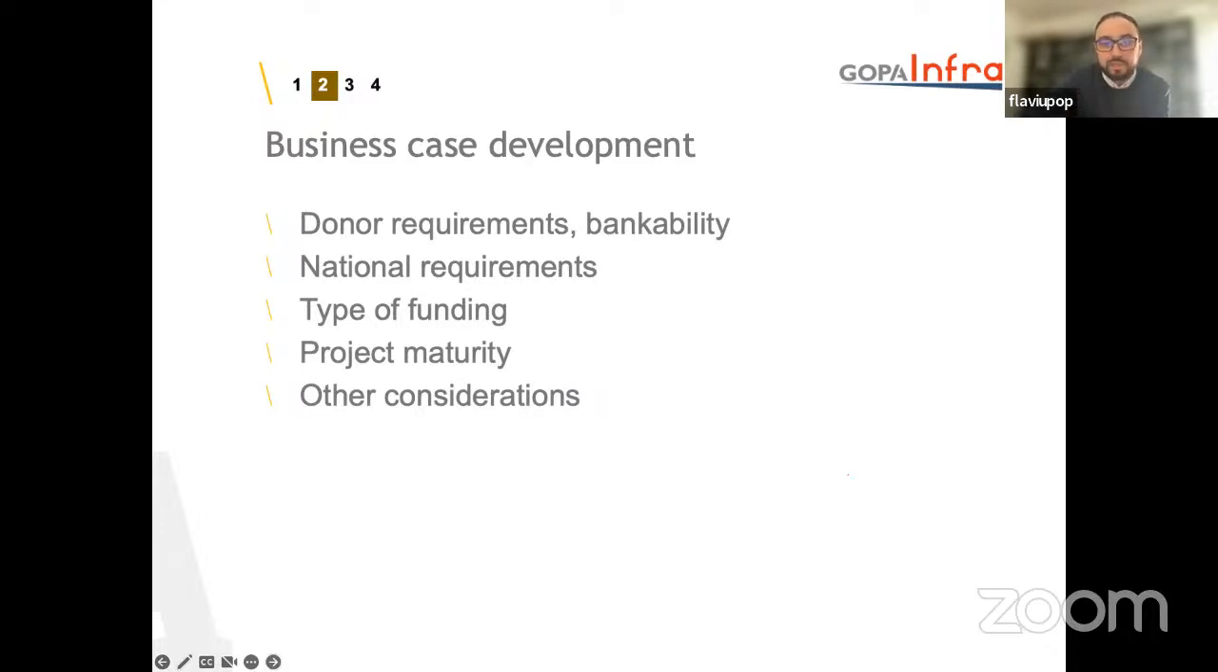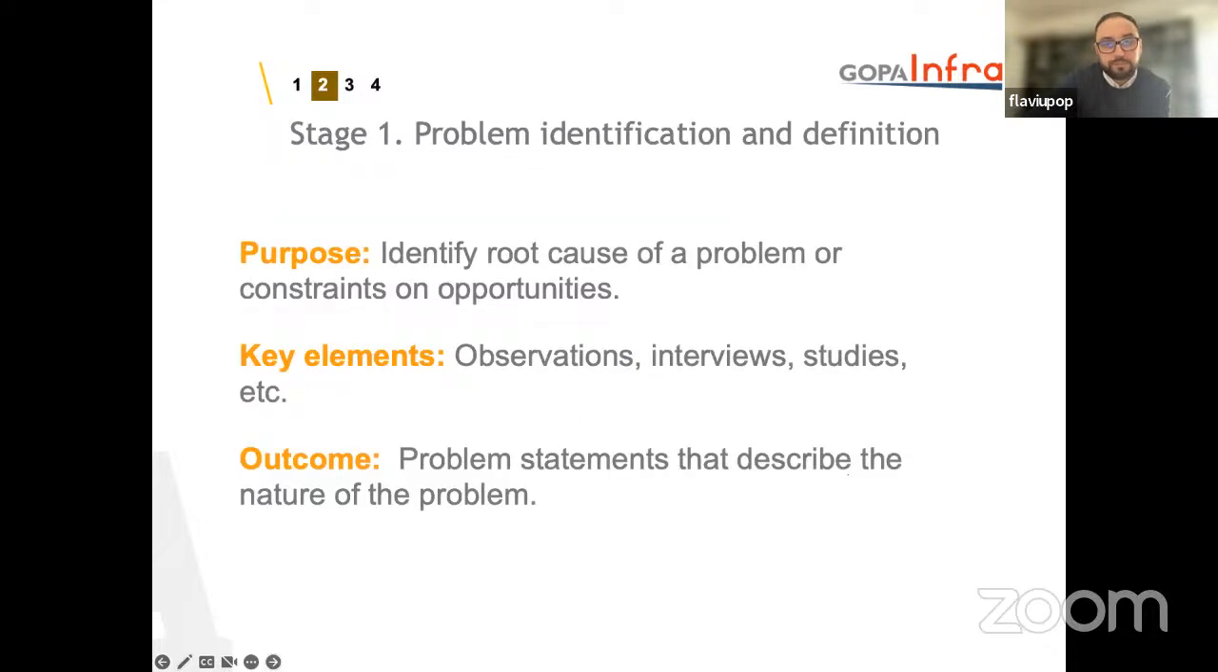But the starting point in planning your business case design process is to understand the donor requirements or whoever is funding your project. National requirements usually are minimum requirements in case there is an international agency involved there. So I identified the 4 stages for the purpose of this presentation. We start with a problem statement.